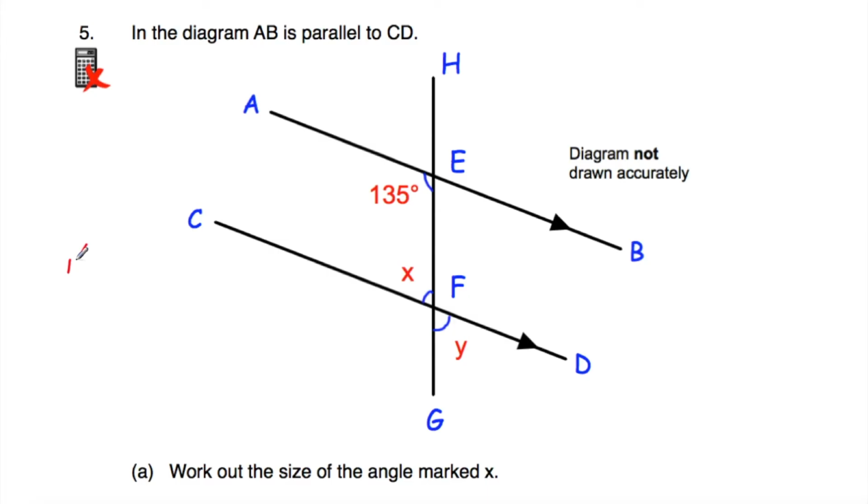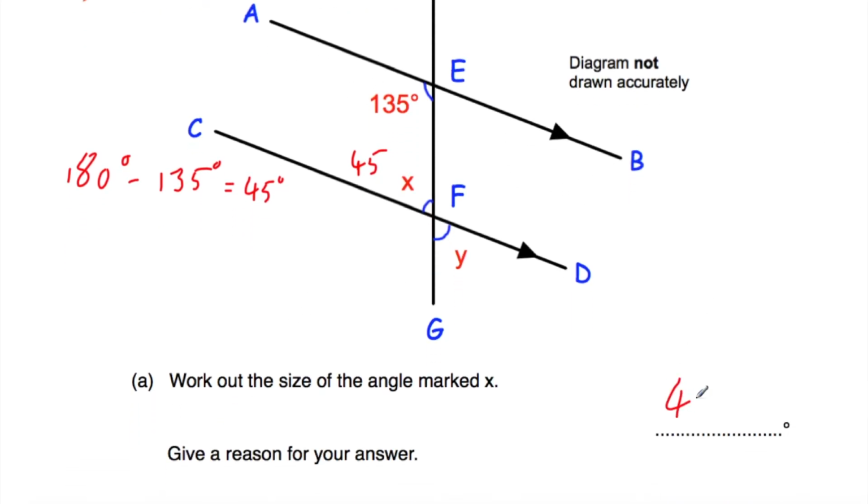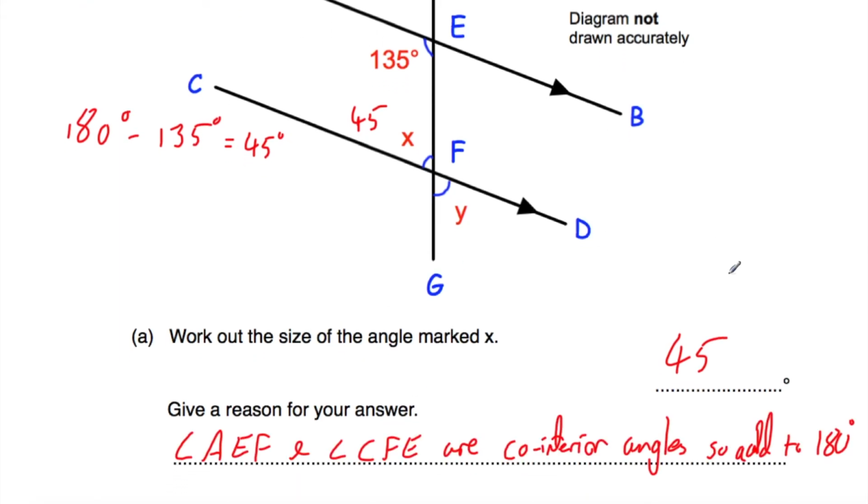This obtuse angle and this acute angle will add together to be 180 degrees. So if we do 180 degrees take away 135 degrees, we get 45 degrees. You could use your column subtraction there if you wanted to. So x is equal to 45 degrees, and so that's part A. Part A is to work out the size of the angle marked X. It's 45 degrees. We've been asked to give a reason for our answer, so let's explain that.